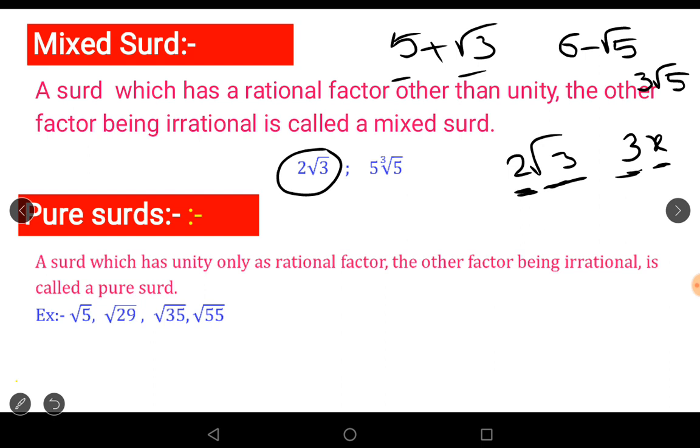When the rational factor is other than 1, that is called a mixed surd. When the rational factor is unity, that is called a pure surd. For example, root 5, root 29, root 35, root 55. These are pure surds because the rational factor is 1.